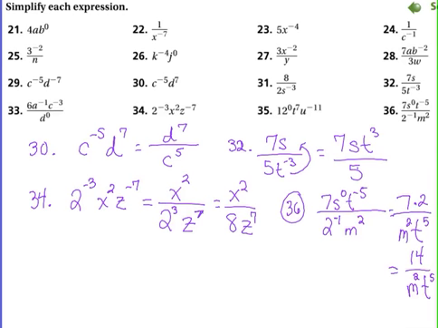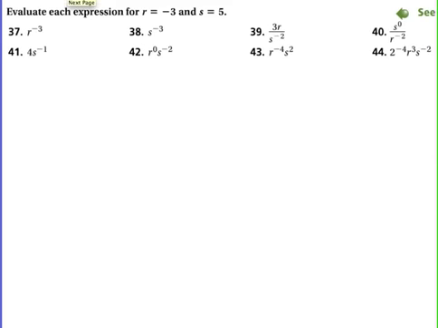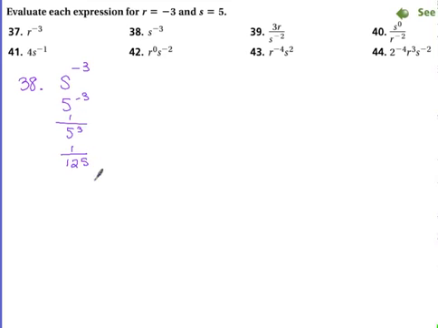Moving to the last little section, we want to evaluate, replacing r with negative 3 and s with 5. So on 38, you have s to the -3. So instead of s, we're going to replace it with 5. 5 to the -3 means 1 over 5 to the 3rd. So that's 1 over 125.